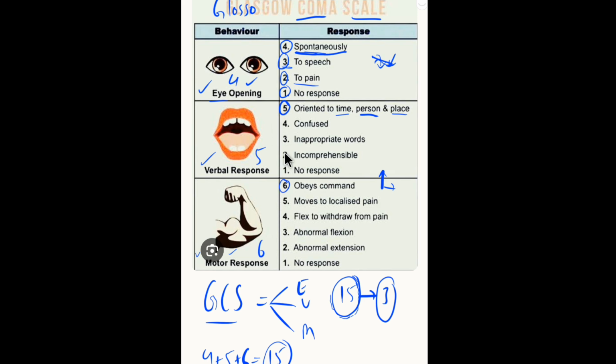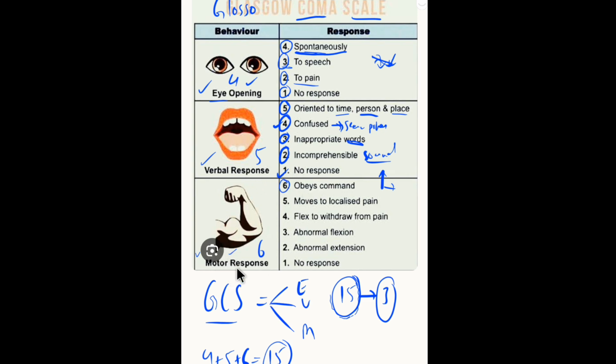Another is the verbal response. In verbal response the maximum is 5. If they are oriented to time, person, place, everything, it gets 5. If he is confused, for example, you ask something but he replies in phrases, not a complete sentence, and you can't understand the complete meaning, so he is confused, you give 4. If he is only saying words, it gets 3. If he only makes sounds, it gets 2. If he has no response, it gets 1.